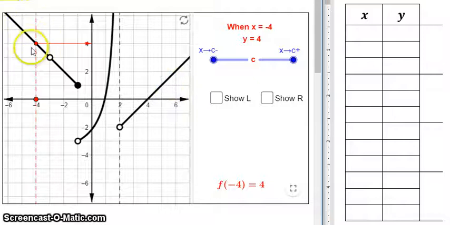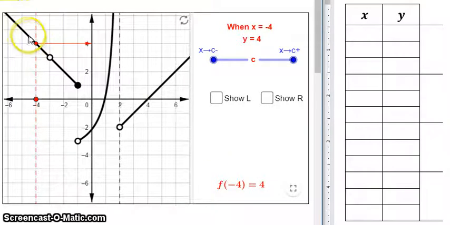How do I know that it's continuous? Let's look at this point right here. When x equals -4, I actually have a y value. It happens to be y equals 4 right here. So when x equals -4, y equals 4, and in function notation we write it this way. We would say that -4 is my x value, my input. When I put that into my function f, it gives me a y value of 4.